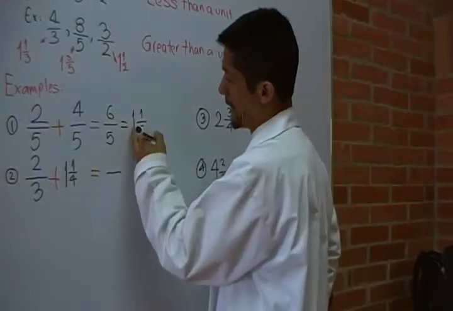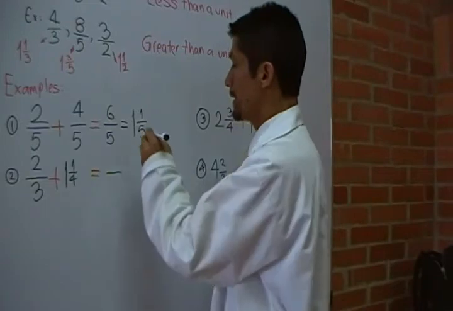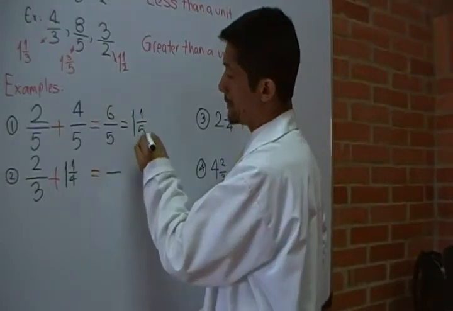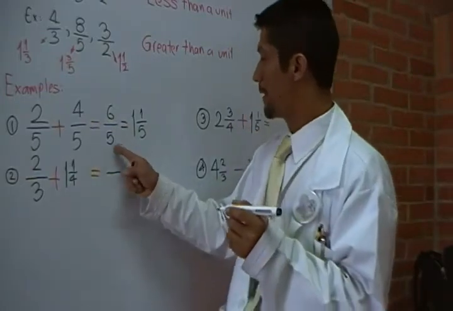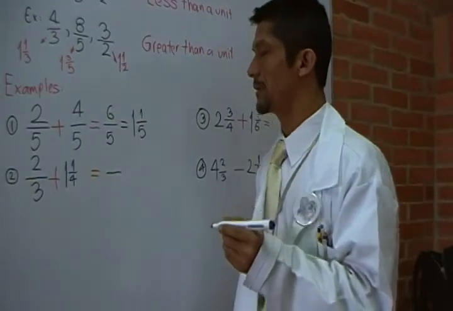So if we want to check the process, we just multiply this whole number times the denominator. 1 times 5 plus 1, 6. And we keep the same denominator. So we can see how these two are equivalent. This one as an improper fraction and this one as a mixed number.